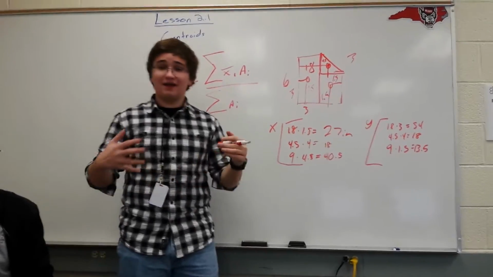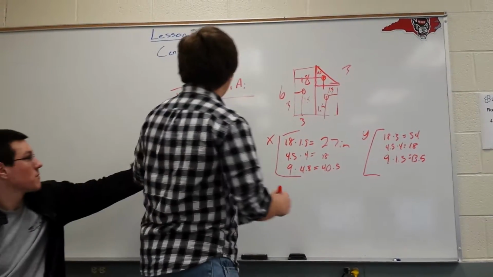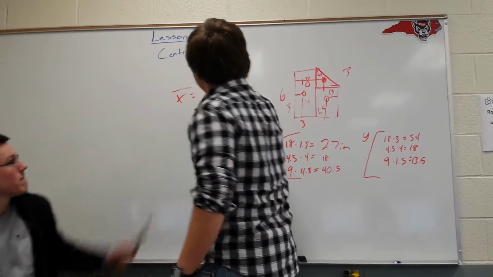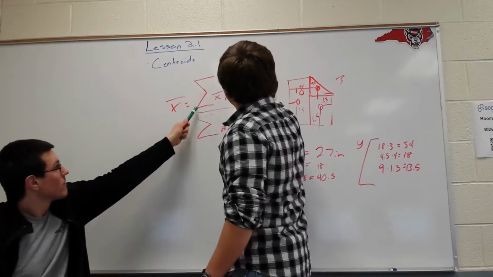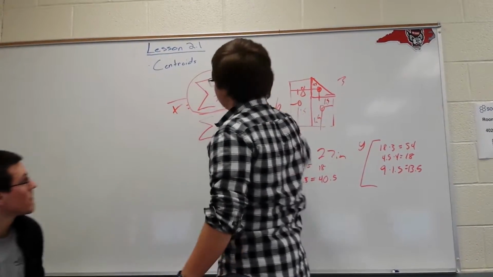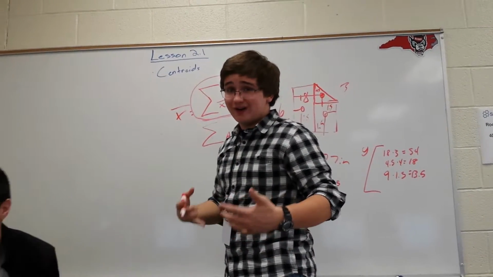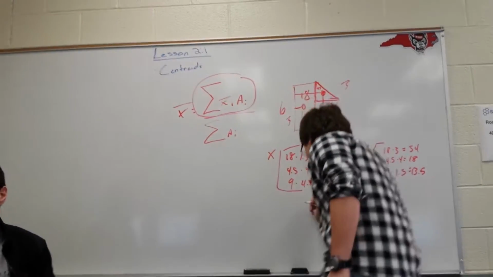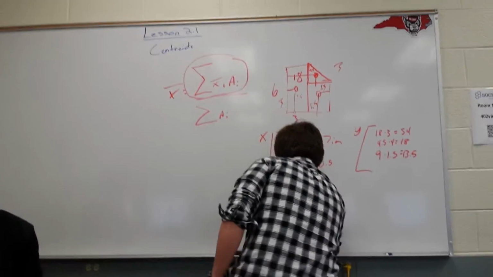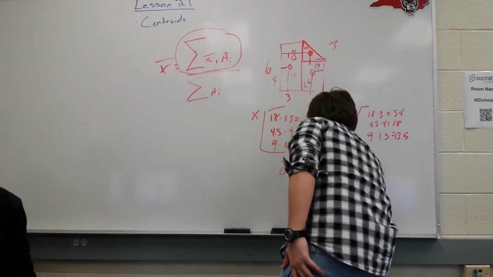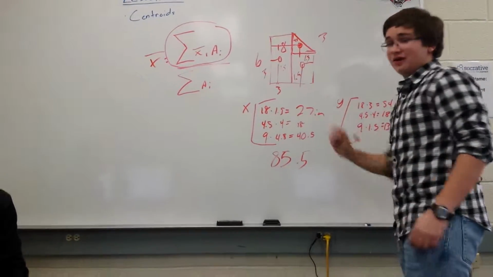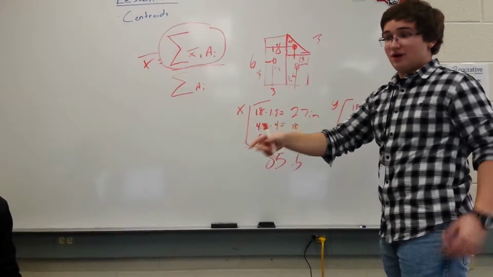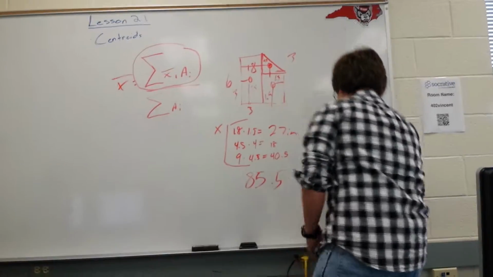The next step is you have to sum every single one of them together to get a total. That's what this part of the equation is. It's really just take all of those together and add them up. So this added together equals 85.5. And then this added together equals 85.5. Crazy, right?